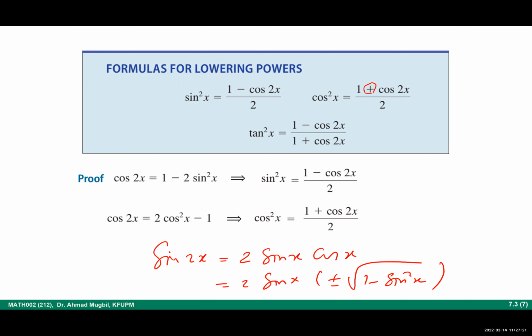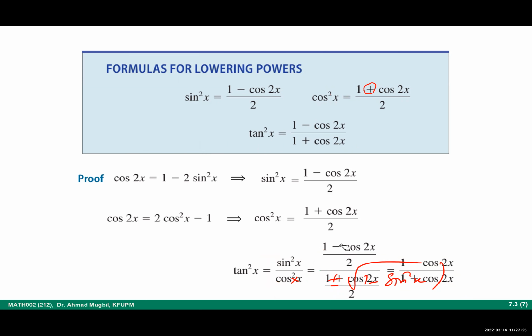Now for tangent squared, what is tan squared? It is sine squared over cosine squared. Just divide this expression by this expression. But this is not used heavily, by the way, because it is not clearer than this one, but you can obtain it by just dividing sine squared by cosine squared.